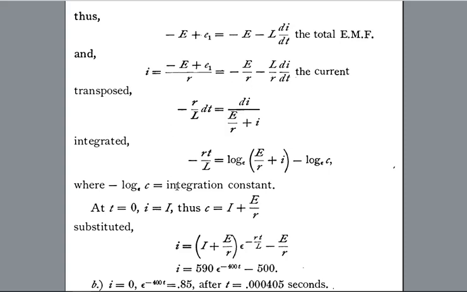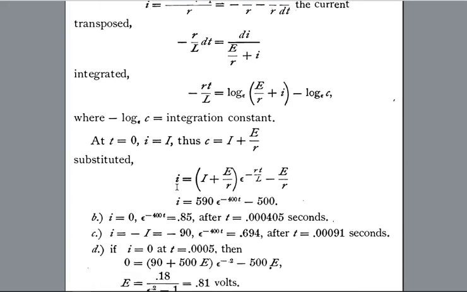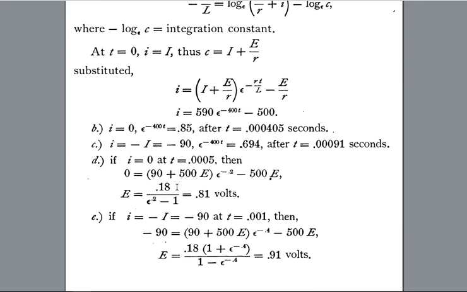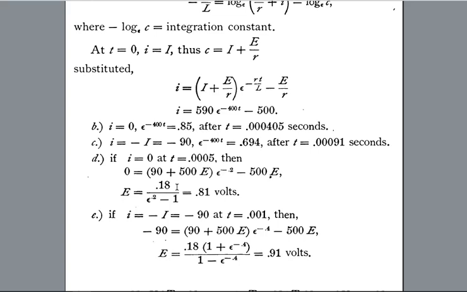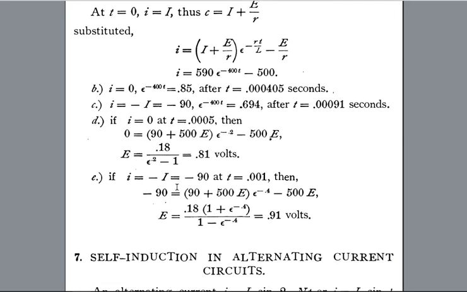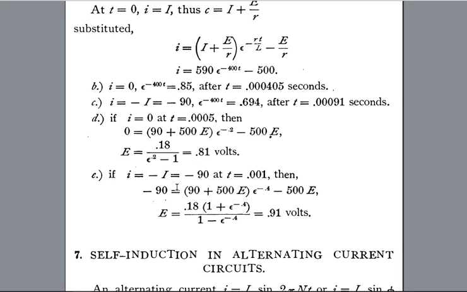At t equals 0, I equals I naught, thus C equals I naught plus E over R. Substituted, I equals (I naught plus E over R) e to the power negative Rt over L minus E over R equals 590 e to the power negative 400t minus 500. B. For I equals 0, 0 equals 590 e to the power negative 400t minus 500. Thus, e to the power negative 400t equals 0.85, after t equals 0.0004 seconds. C. For I equals negative I naught equals negative 90, we have negative 90 equals 590 e to the power negative 400t minus 500. Thus, e to the power negative 400t equals 0.694, after t equals 0.0009 seconds.